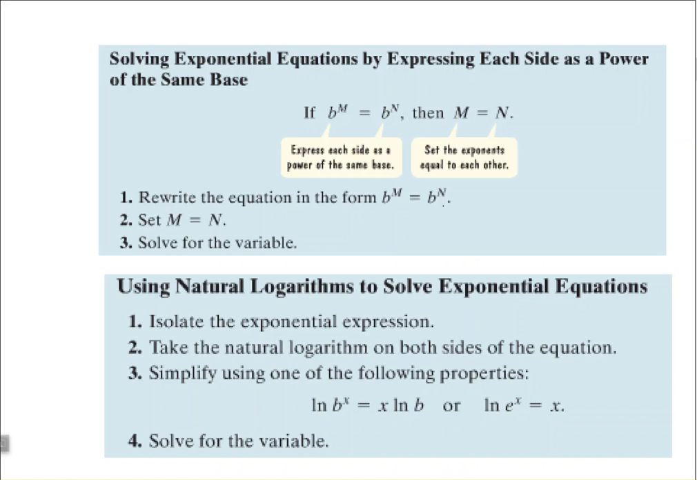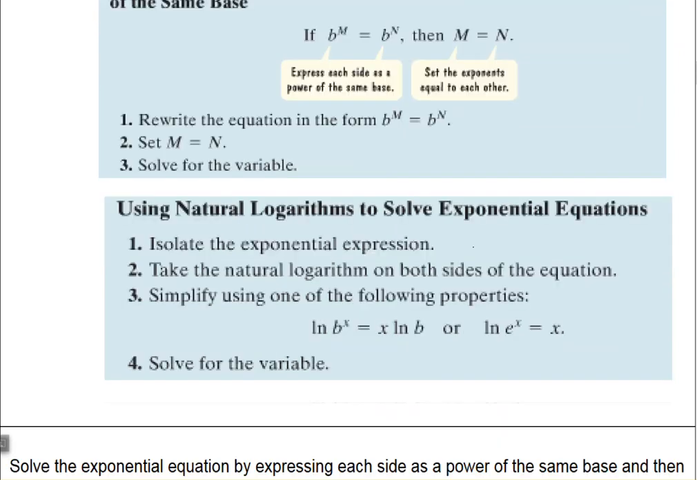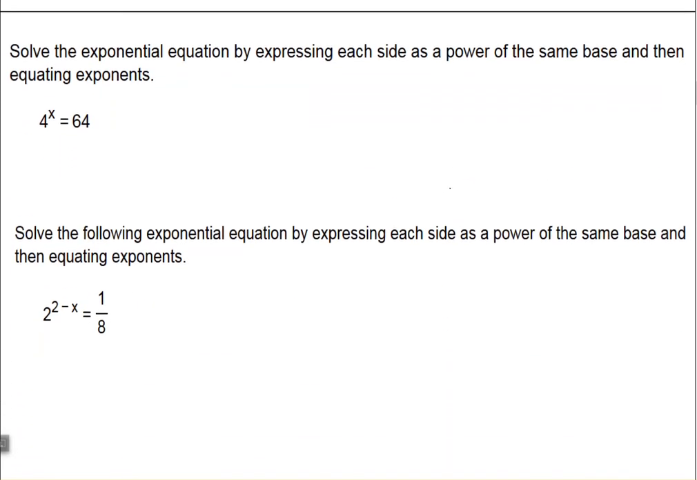If we can't, then we want to isolate the exponential expression, take the natural logarithm on both sides of the equation, and then simplify and solve for the variable. So you may want to pause and jot this information down. Okay, so let's look at a couple of examples.